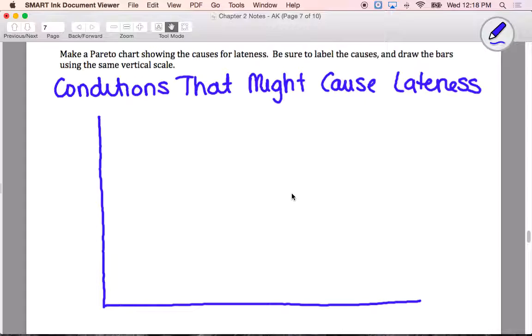Okay, so just like before, your y-axis is going to be your frequency. Now, the smallest number there is 3, and the biggest is 20. So I'm going to go up by 2.